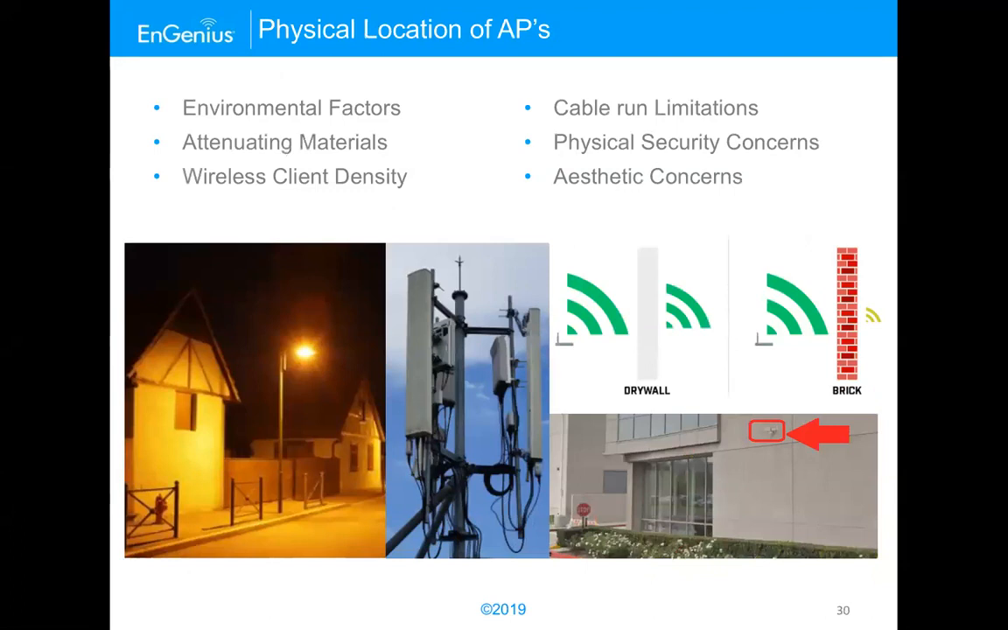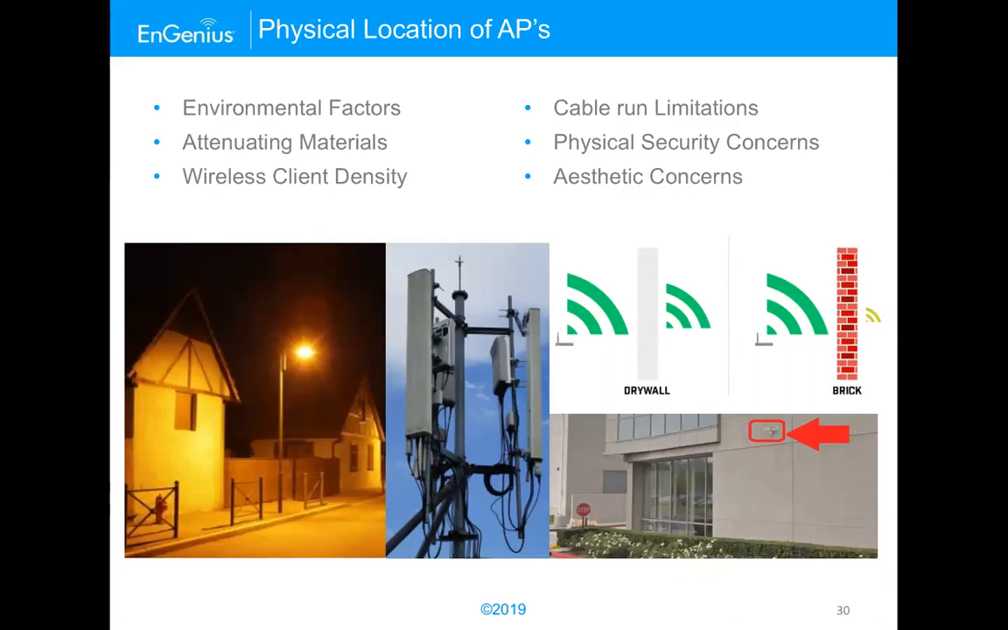Physical locations of the access point take into account environmental factors. For example, if I was doing a downtown area, and I had a lot of street lighting that was sodium vapor lighting, that's going to kill your 2.4. It's well known that sodium vapor will kill 2.4, as well as 5 if it's close enough. So if that was the case, I would make sure that there's a physical separation between those interfering devices in order for that to work.